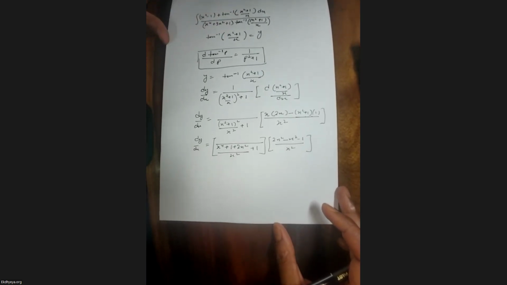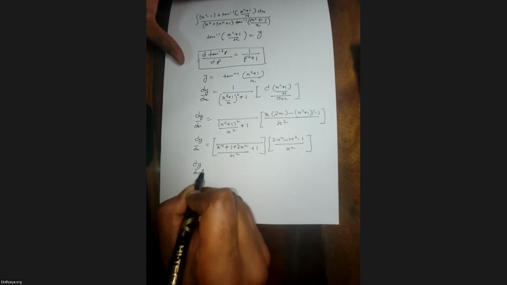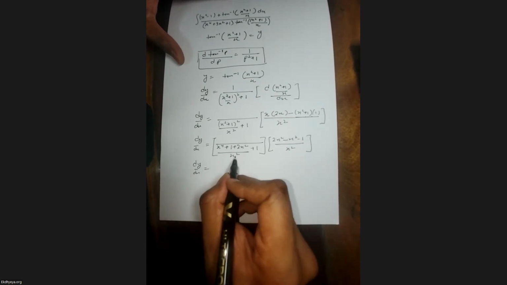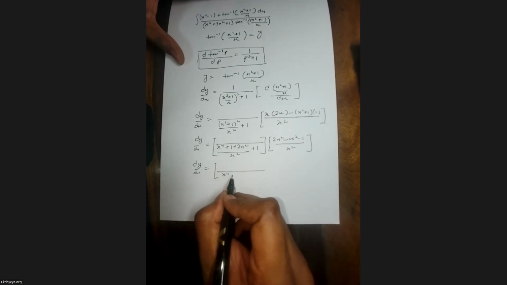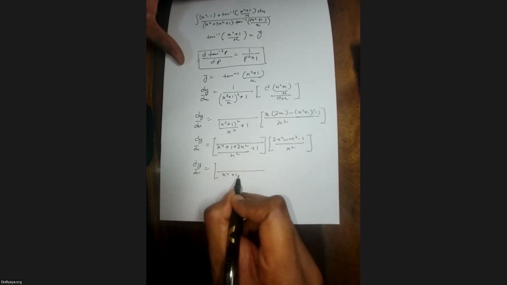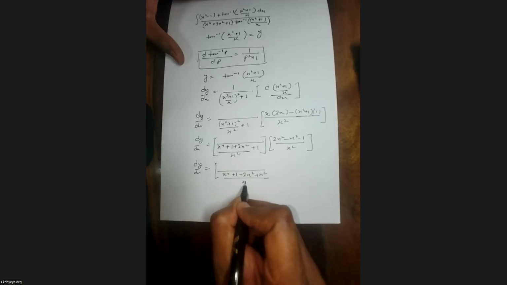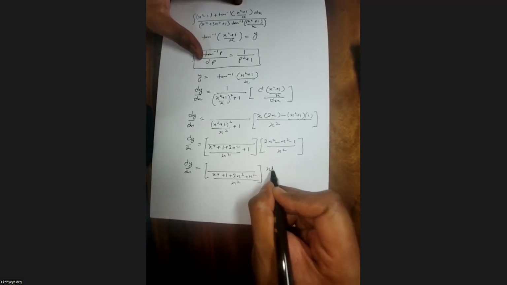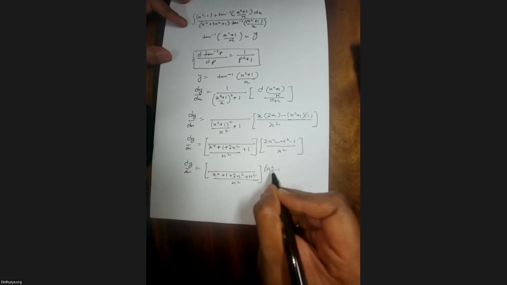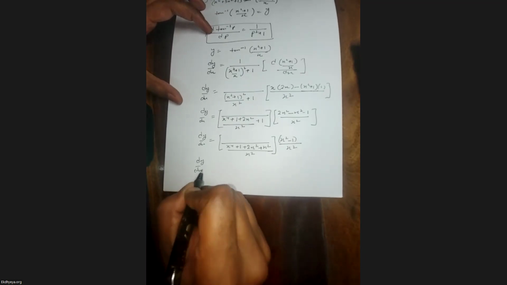So let's solve this further. We'll have dy upon dx. This term becomes x⁴ plus 1 plus 2x² plus x² upon x². And this term actually becomes (x² minus 1) upon x². If I solve this a little bit further, we get dy upon dx.